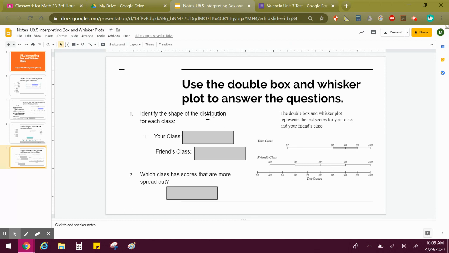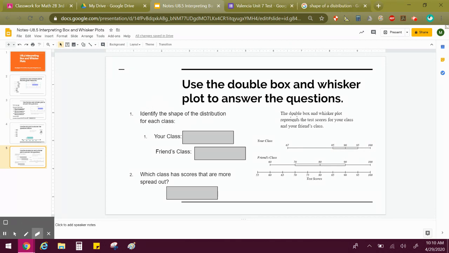So we're not going to really get into this in depth in this lesson. We're going to talk about it more in our upcoming lessons. But the shape of the distribution. If you look at your class's data, most of it is leaning over here on the right. If you look at your friend's data, it's pretty balanced. So it's kind of like the box part right here is pretty centered. The one for your class, the box is really pushed off to the right.